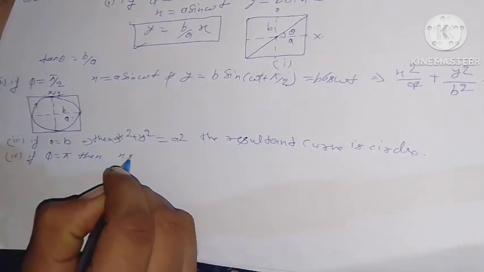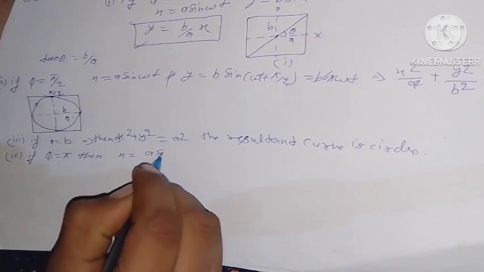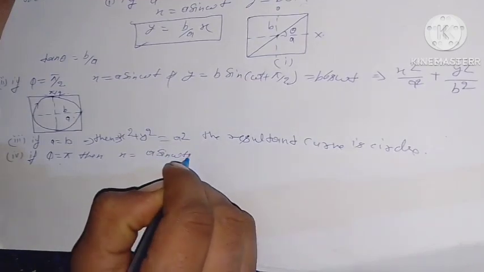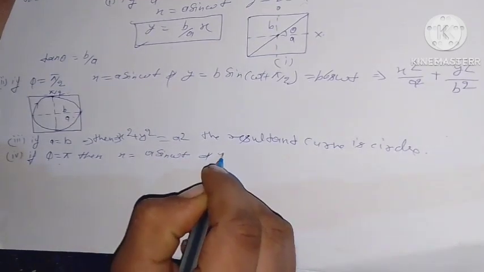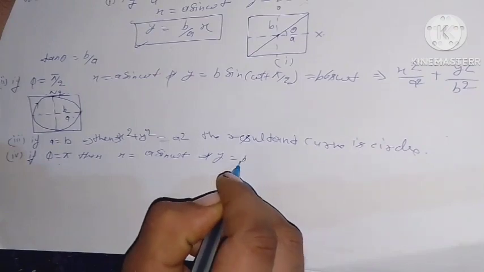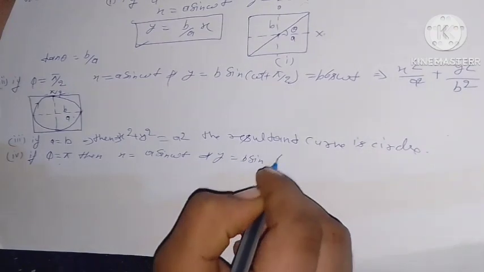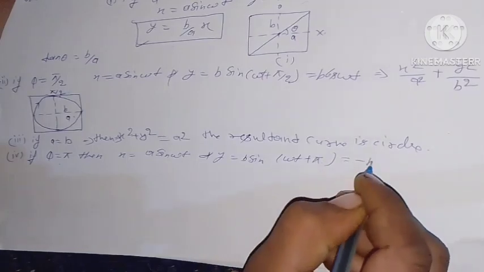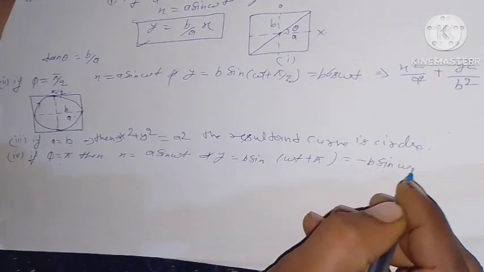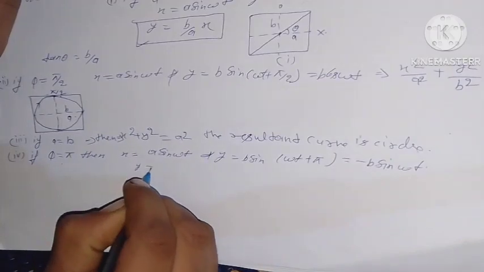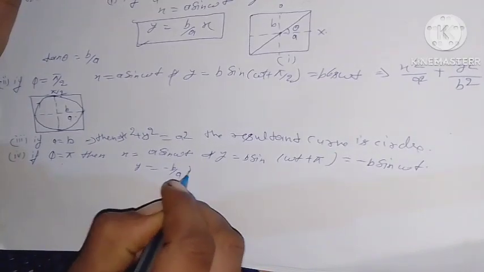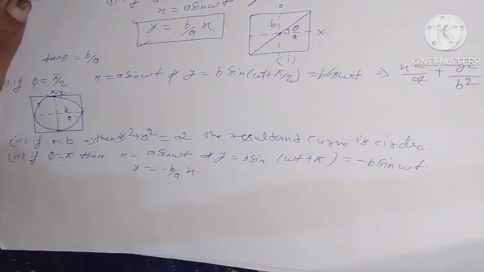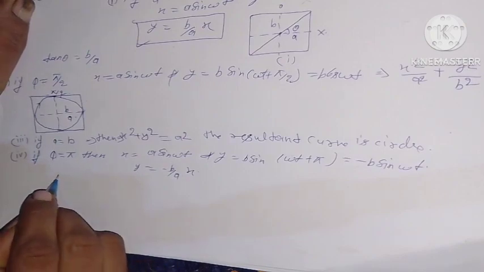And the fourth point: if phi equal to pi, then x equal to a sin omega t and y equal to b sin (omega t plus pi), that is minus b sin omega t, then y equal to minus b by a into x.